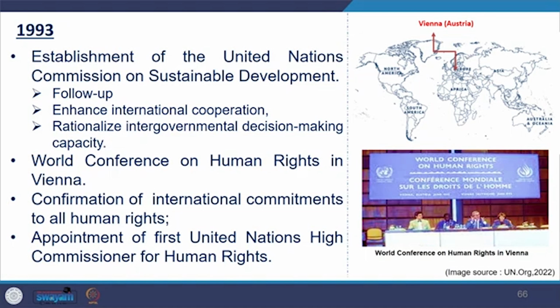And in 1993, we see that the United Nations Commission on Sustainable Development was established, a commission which would ensure follow up, like what's going on with that. And then there was also the World Conference on Human Rights in Vienna, which is another important conference. There the governments confirmed their international commitments. All the governments came together and acknowledged their international commitments to human rights. In this, the first United Nations High Commissioner for Human Rights was appointed.